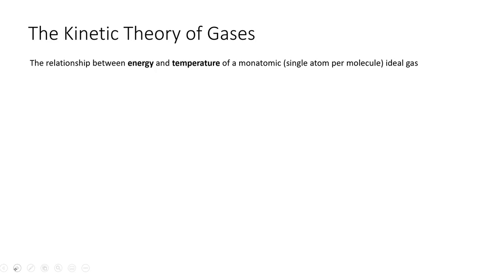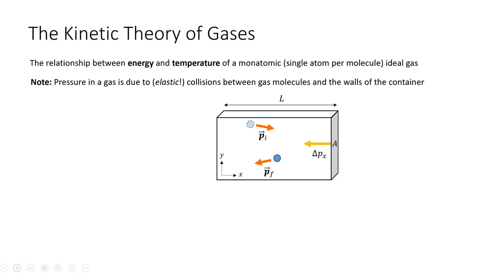So those are good examples of monatomic ideal gases. All right, so when we first started talking about temperature, we mentioned that temperature is related to the energy per molecule in a substance. So what we're going to do here is derive that relationship for a monatomic ideal gas.